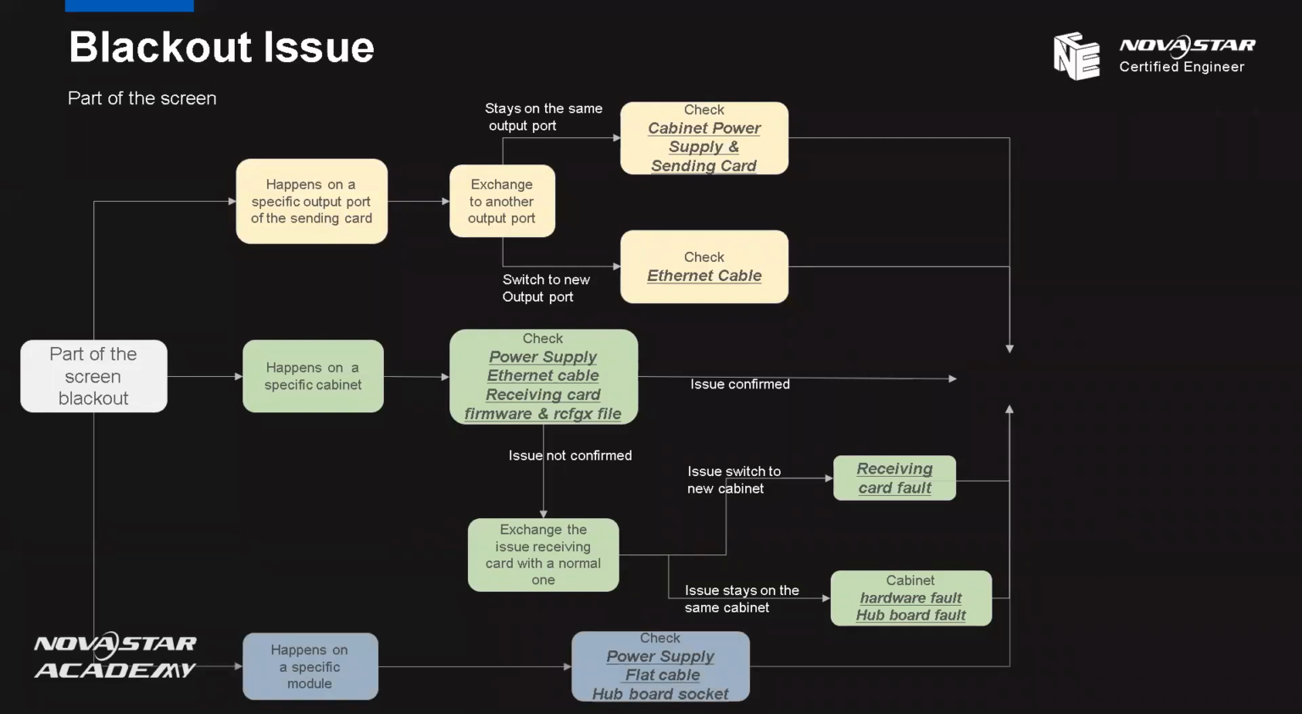And for the third one, if the blackout issue happens on a specific module, you need to directly check the power supply of the LED module, check the flat cable, and check the hub board connectors. Make sure everything is working well. After all of the troubleshooting, we can work out a solution for the part of screen blackout issues. So that's all the troubleshooting methods for full screen blackout or part of a screen blackout issue.